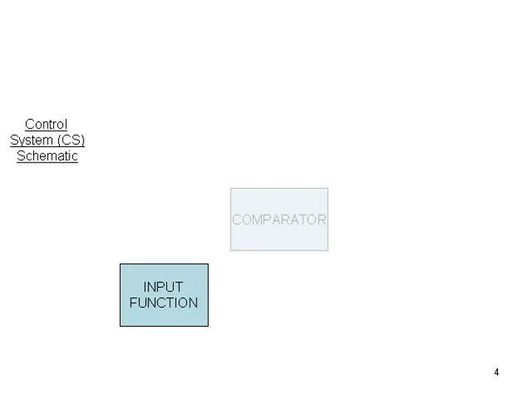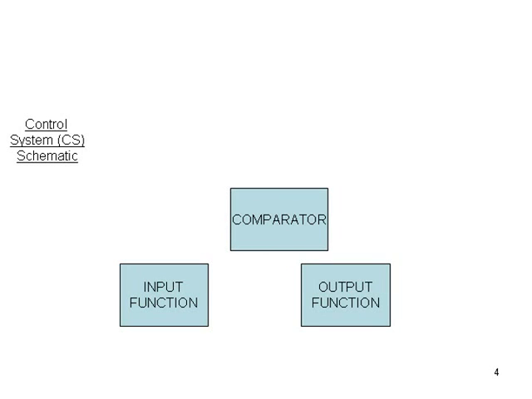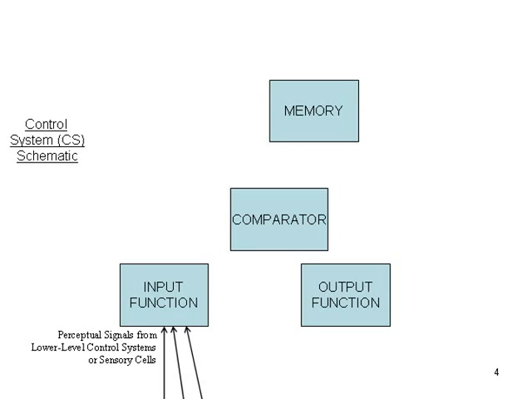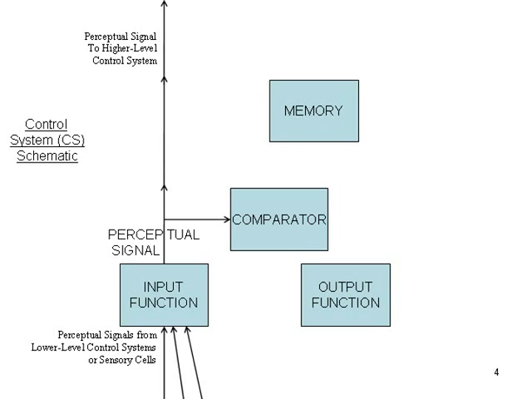Each individual CS consists of an input function, a comparator function, an output function, and memory, in which its reference standards are stored. The input function receives perceptual signals from one or more CSs lower in the hierarchy or from sensory cells, and consolidates those signals, producing its own perceptual signal, which it sends to the comparator and passes on to a higher level CS while storing some of it in memory.